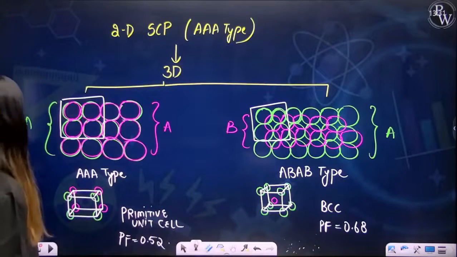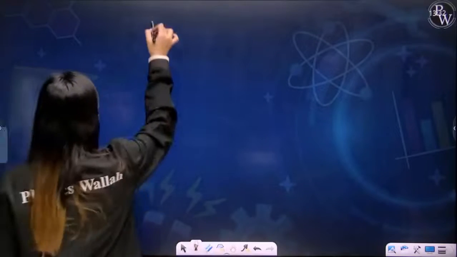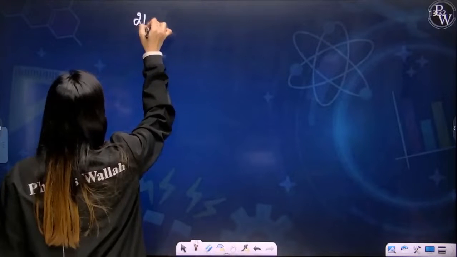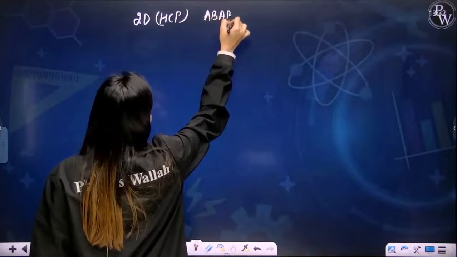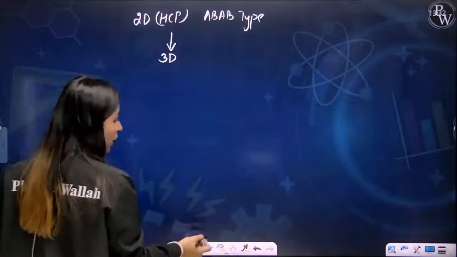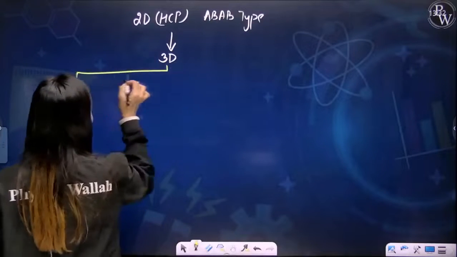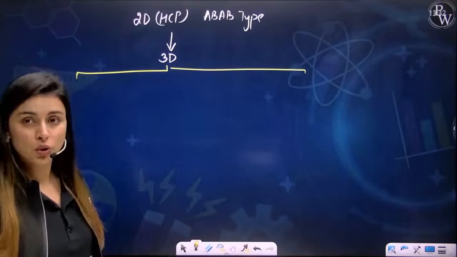So now, my dear students, you know that in 2 dimensions we studied SCP and we studied HCP, right? SCP in 3 dimensions, we saw different types of layering give you primitive and BCC lattice. And now we'll be considering the 2-dimensional HCP layering, which was your AB type, right? And now we'll move it to the 3-dimensional layering. When you move it to the 3-dimensional layering, again you will have 2 different criteria. What are those criteria?